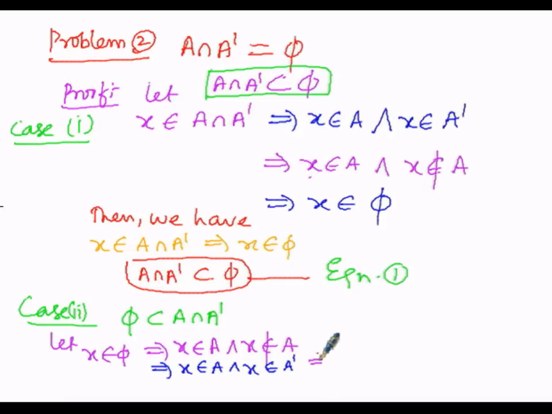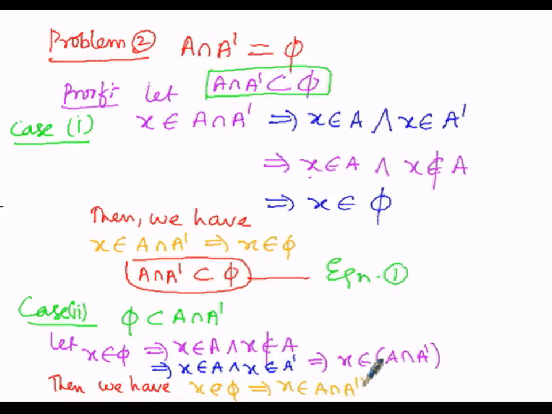Then that implies, since X belongs to A as well as X belongs to A complement, we can write it, as per the definition of the intersection of two sets, as X belongs to A intersection A dash. So from this it is clear that the left hand side is X belongs to phi, and that implies the right hand side is X belongs to A intersection A dash.